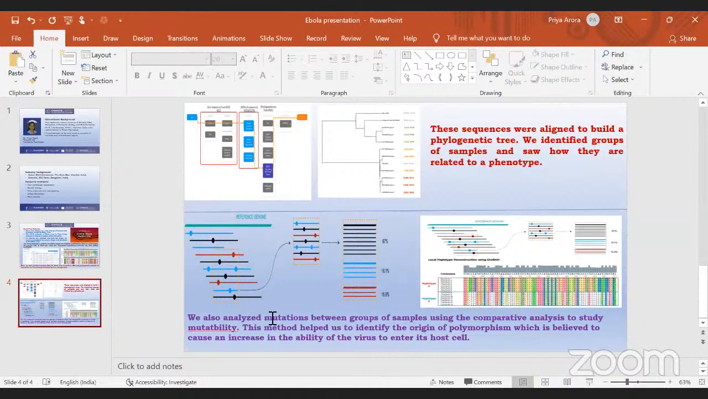So what we analyzed mutations between groups of samples using comparative analysis to study the mutability. This method helped us to identify the origin of polymorphism, which is believed to cause an increase in the ability of the virus to enter its host cell.